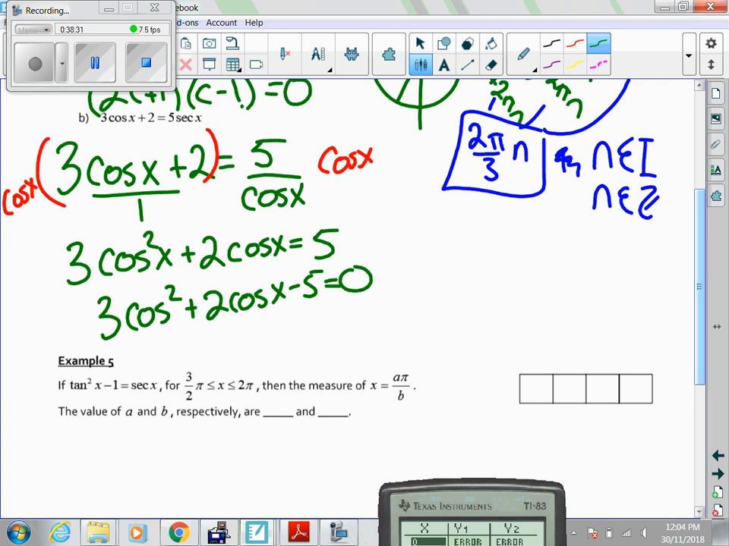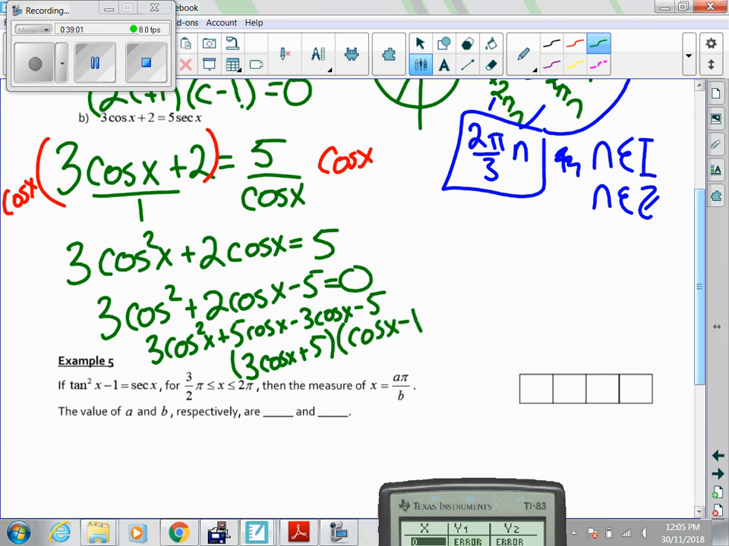Now we've got to factor this using our decomp or just in our head. We need 2 things that are going to multiply to negative 15 and add to negative 2. It's going to be 5 and 2. So I'm going to go 3 cos squared of x plus 5 cos x minus 3 cos x minus 5. That's going to give me 3 cos x plus 5 and cos x minus 1.